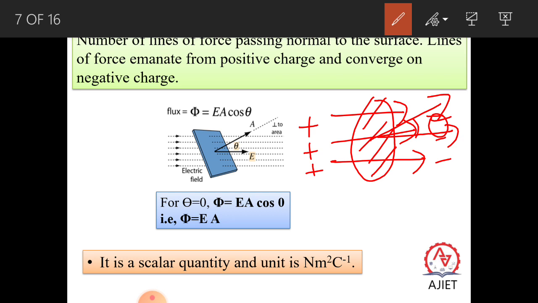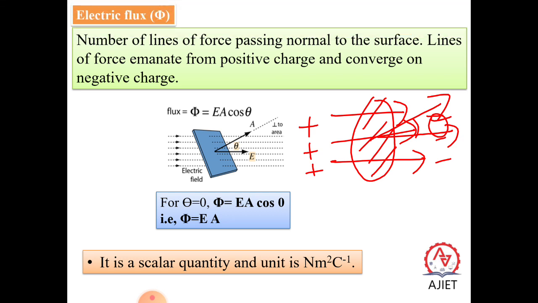And regarding the characteristic, it is a scalar quantity and it is generally measured in Newton meter square Coulomb to the power -1. So that is the electric flux.